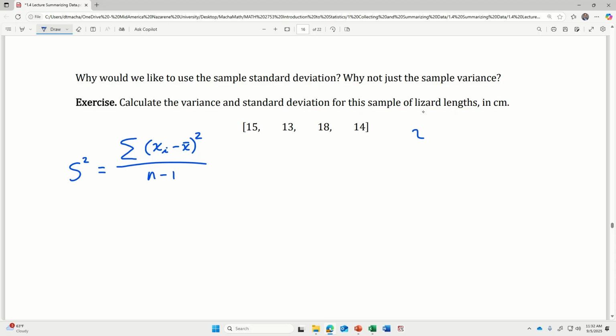So the first thing I need before I use the variance formula is to find the sample mean, which means I have to take 13 plus 14 plus 15, that's supposed to be a 15, plus 18. And then I've got to divide by 4, because that's my sample size. And if you do this, my sample mean is 15.